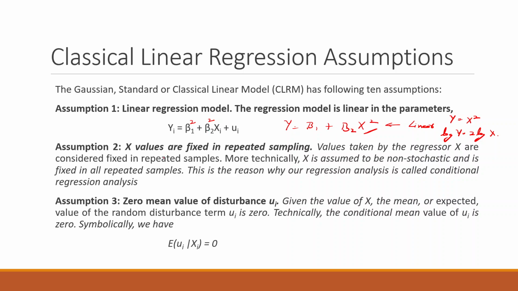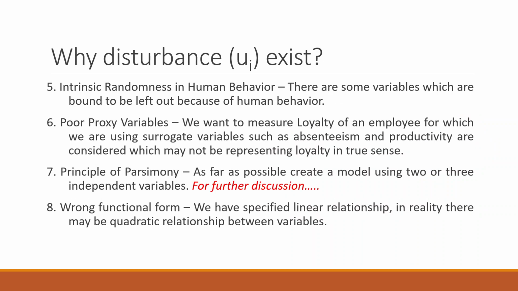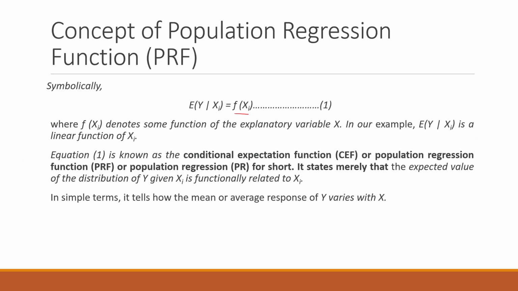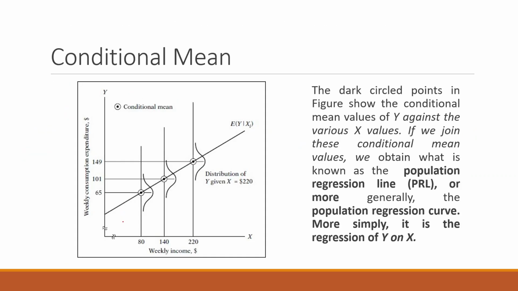Second assumption, x values are fixed in repeated sampling. If we carry out this study again, the same x values should be repeated. This is the reason why our regression analysis is called conditional regression analysis, because we are repeating the same values again. Very simple thing. Suppose we carry out the study again, make sure that the observations are taken at the points 80, 140 and 220.